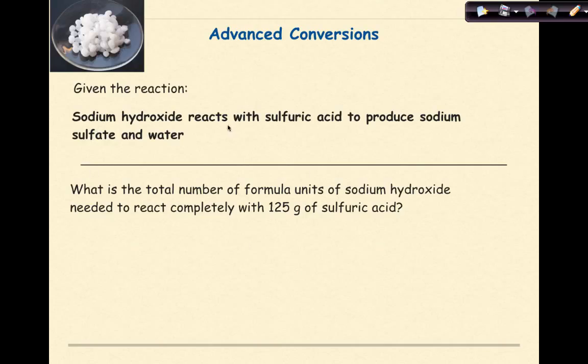Sodium hydroxide reacts with sulfuric acid to produce sodium sulfate in water. Sodium hydroxide. We know that sodium is Na plus 1, hydroxide is OH minus 1. Sulfuric acid, you should know that acid. So when I write this formula out, this is going to be NaOH. Sulfuric acid is H2SO4 to produce sodium sulfate. Now sodium is Na plus 1. Sulfate is SO4 minus 2.